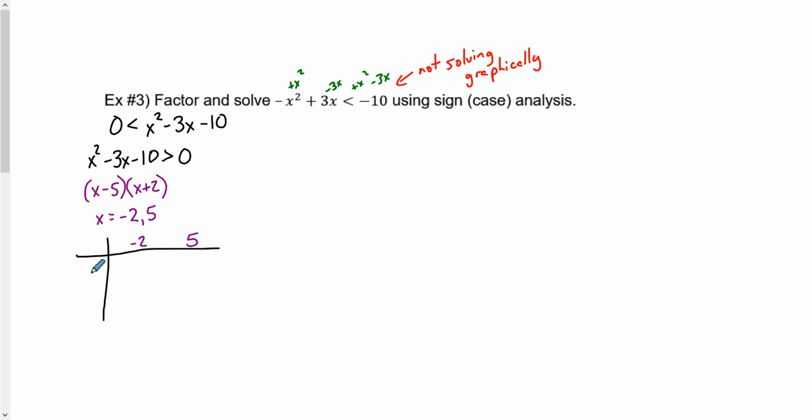Put those two zeros across the top. x minus 5 and x plus 2 down the left-hand side. Let's see. I'm going to zoom through this one. So that's where it equals 0. That's where that one equals 0. Negative on the left, positive, positive, negative.